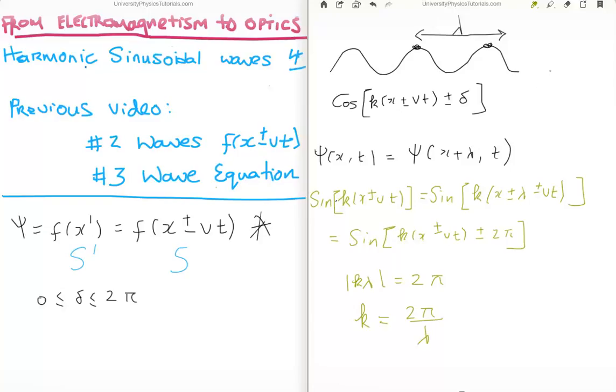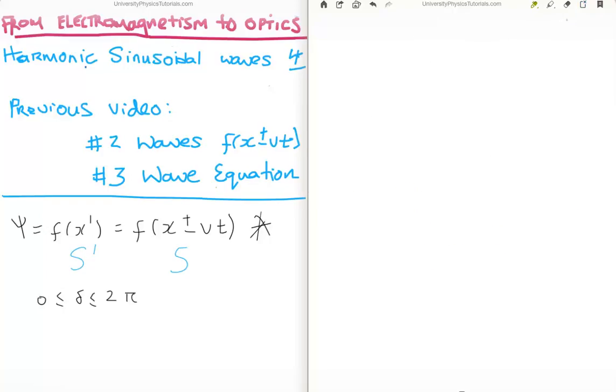Now, by the way, it was introduced in order to make the argument dimensionless, but we'll see later on that it also gives you the direction of propagation of your wave. But I'll talk about that later. The next thing we need to do is look at our temporal period, because we said the wavelength is essentially your spatial period.